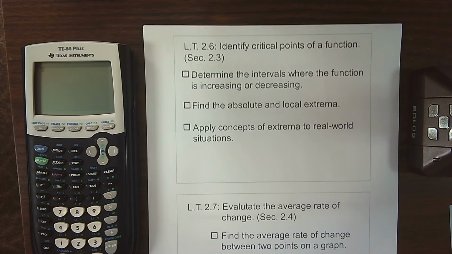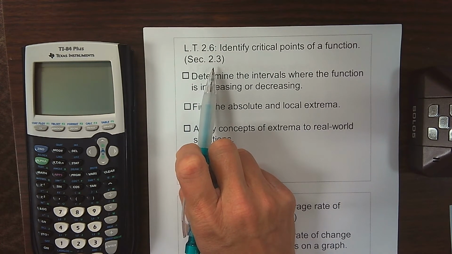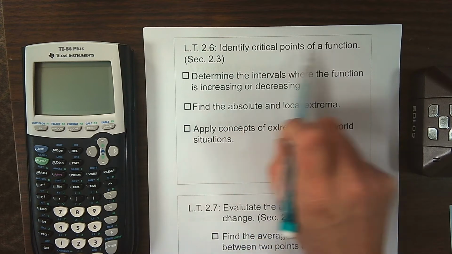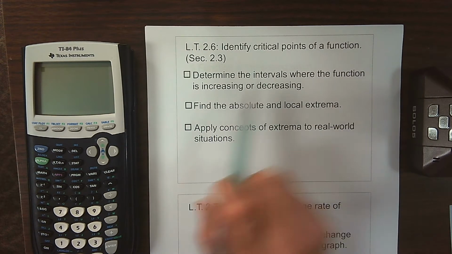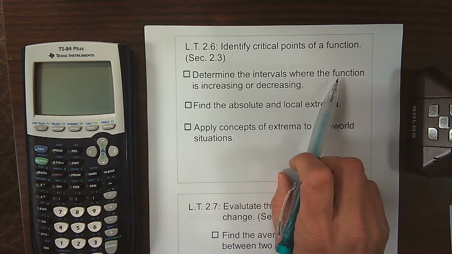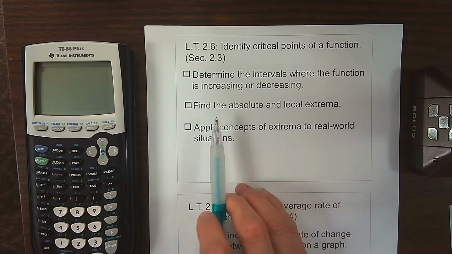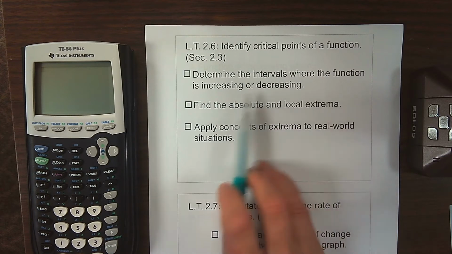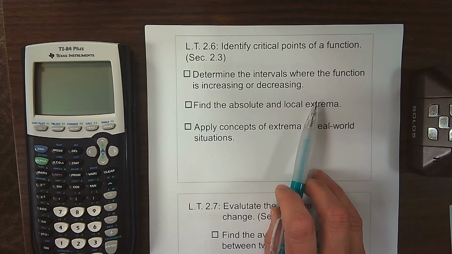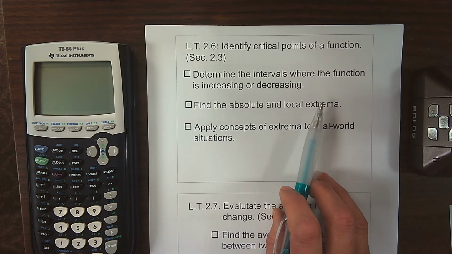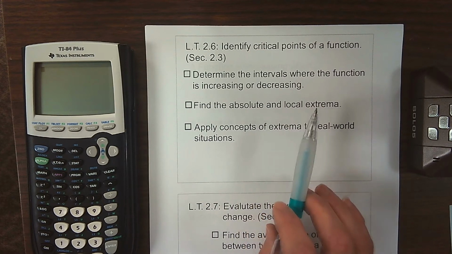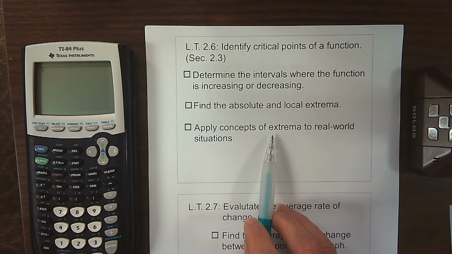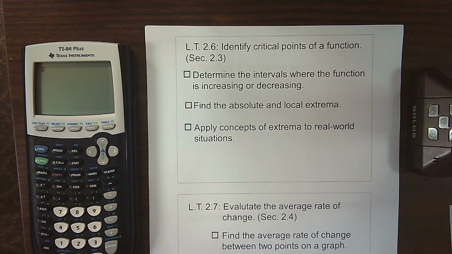We're ready to take a look at some content from section 2.3. We're going to begin with learning target 2.6, which is on identifying critical points of a function. That means we want to be able to determine intervals where the function is increasing or decreasing and find absolute as well as local extrema. Don't worry if these are pieces of terminology that sound a little new to you, because we will most certainly explore what those ideas mean. And then we want to be able to use the idea of extrema in a real world situation as well.